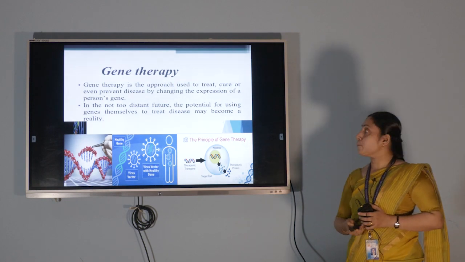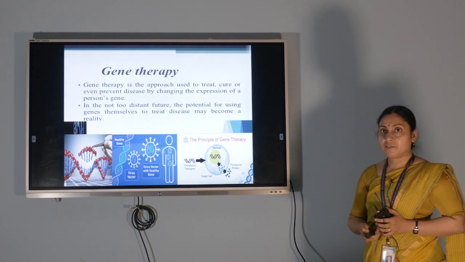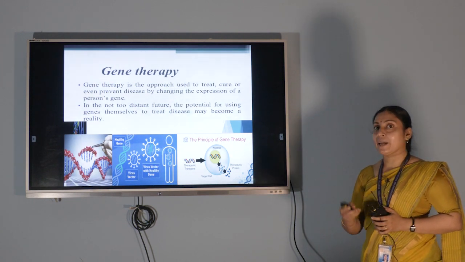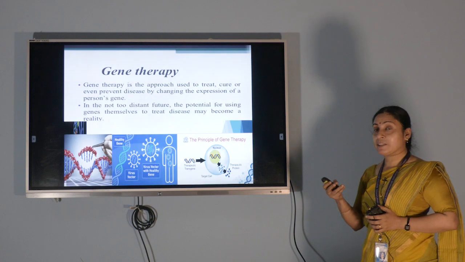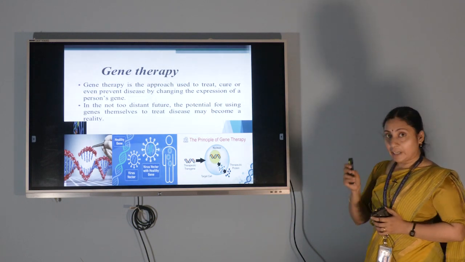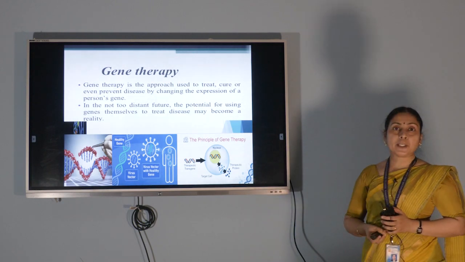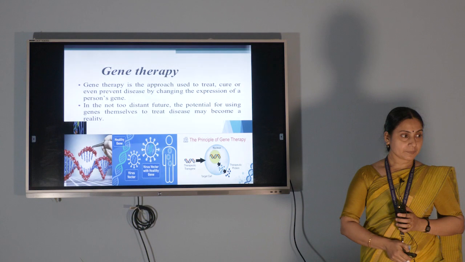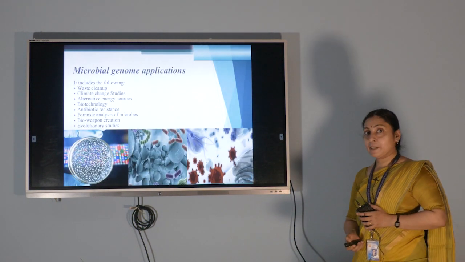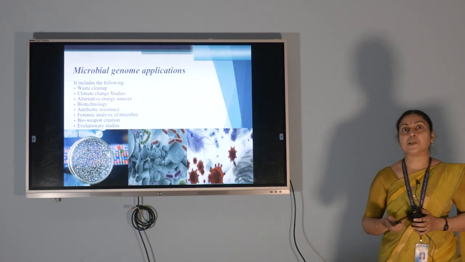Then gene therapy, another important application area. Gene therapy is an approach used to treat, cure or even prevent disease by changing the expression of a person's gene. We change the gene expression and cure the disease. This method is known as gene therapy. A therapeutic transgene is provided into the target gene and produces the therapeutic protein.